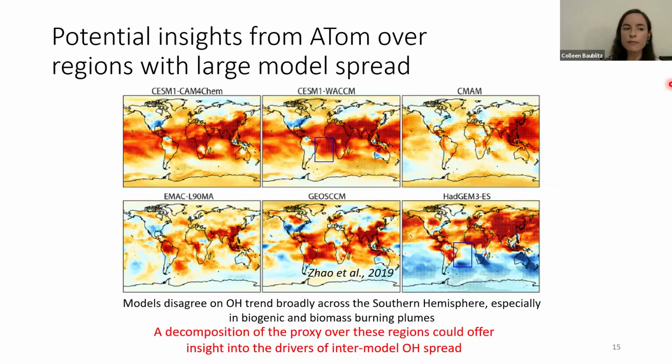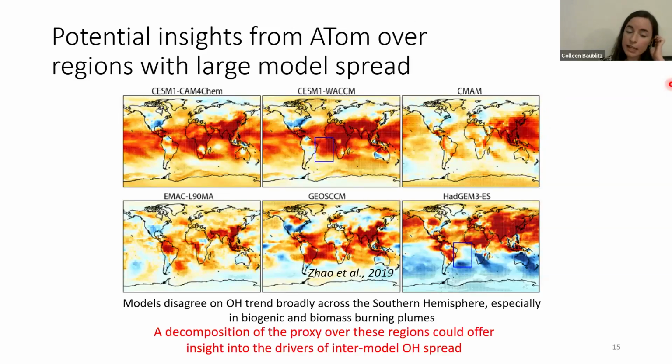Okay, and so something that we hope to learn from here, maybe also just to take a step back as far as the implications of this work, is that we hope to gain insights into OH sensitivity to its drivers over regions that show a large model spread. And so this figure is from a recent paper that looked at trends in OH across the CCMI models. And so we can see rather broad regional discrepancies. But something that jumps out to me is certainly a discrepancy in the southern hemisphere, but in particular in regions of biomass burning or biogenic outflow.